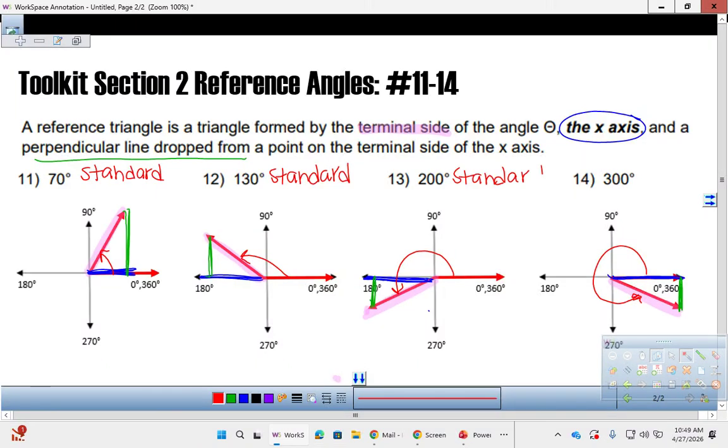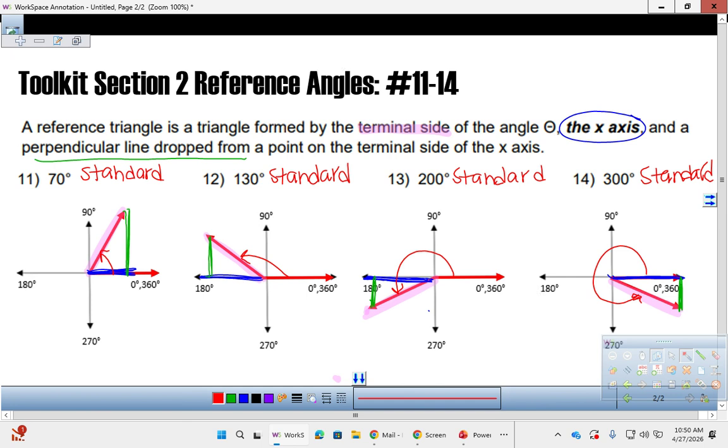The reference angle is inside of the triangle. Sometimes the standard angle is inside of the triangle, and you can see sometimes it's not. Like my red line is inside of the triangle for number 11, but it's not inside of the triangle for number 12. You see how the arrow's outside of the triangle for number 12? It's inside of the triangle for number 13, but it's not inside the triangle for number 14. All right, so the standard angle may or may not be in your reference triangle. Your reference angle is always inside of the triangle.